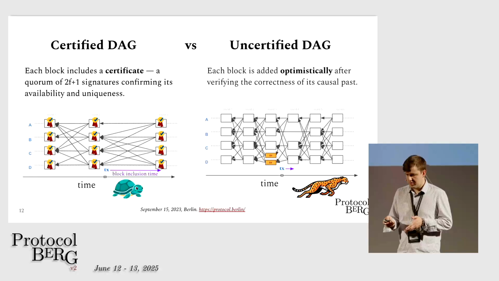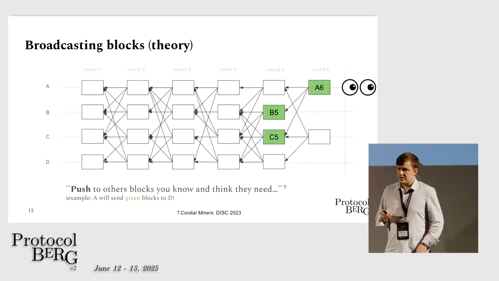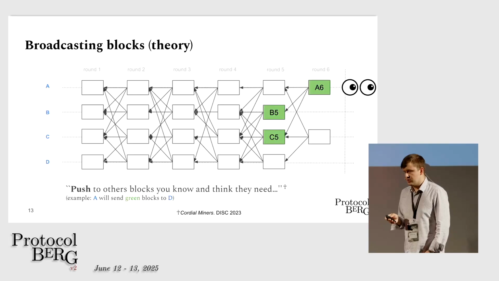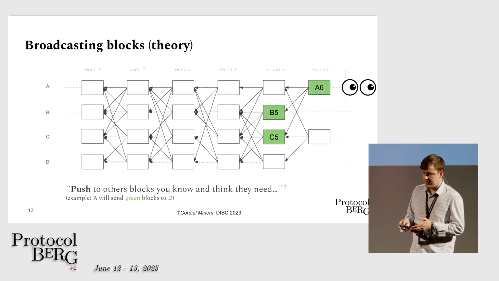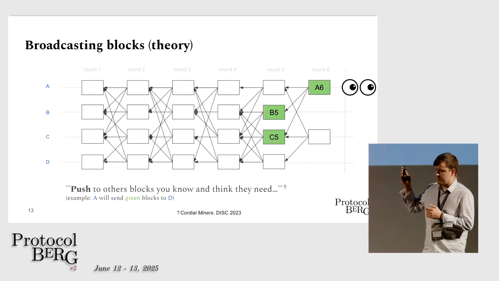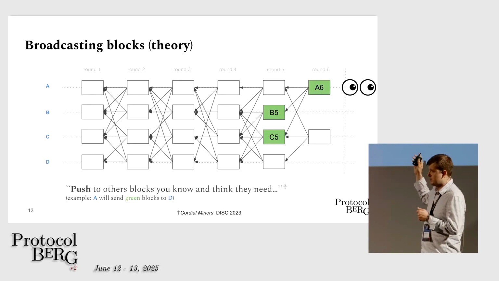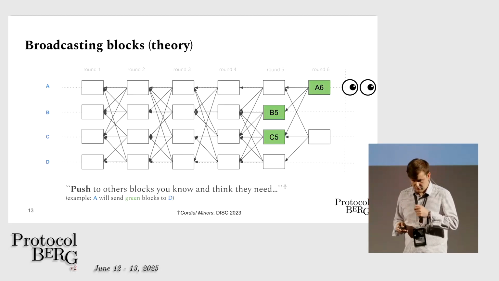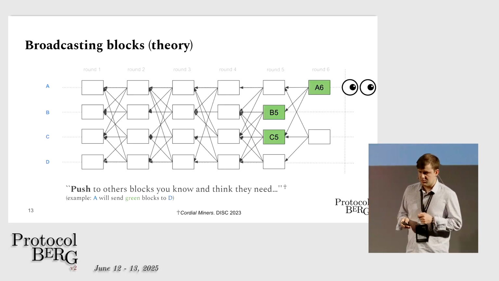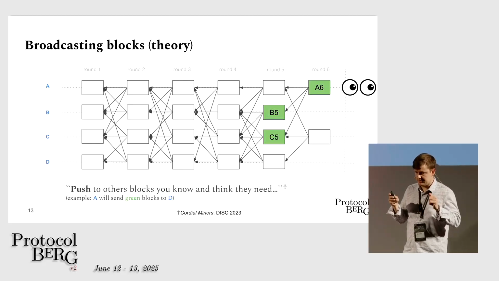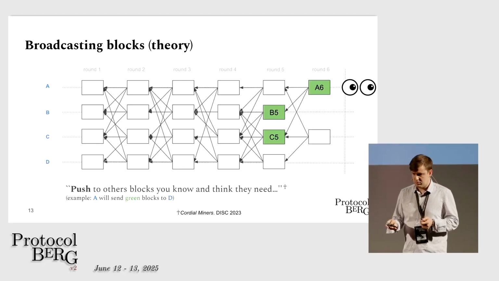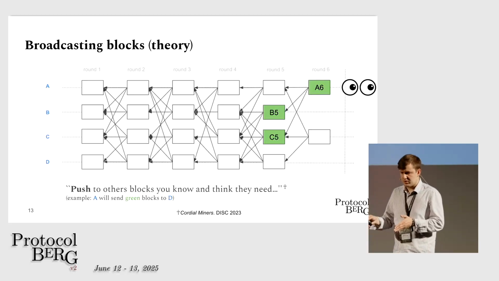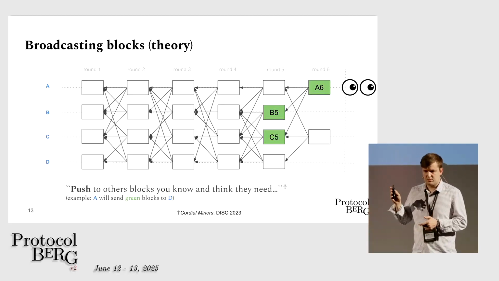But this is not the only problem. The other one is related to how we broadcast the blocks. In theory, if you want to prove things, let's look from the perspective of validator A on top. It creates a new block, A6, and now thinks, okay, what shall I send to validator D? Because from my current perspective, validator D doesn't know blocks B5 and C5. And then, to ensure liveness of the protocol, I need to send these potentially missing blocks to validator D.